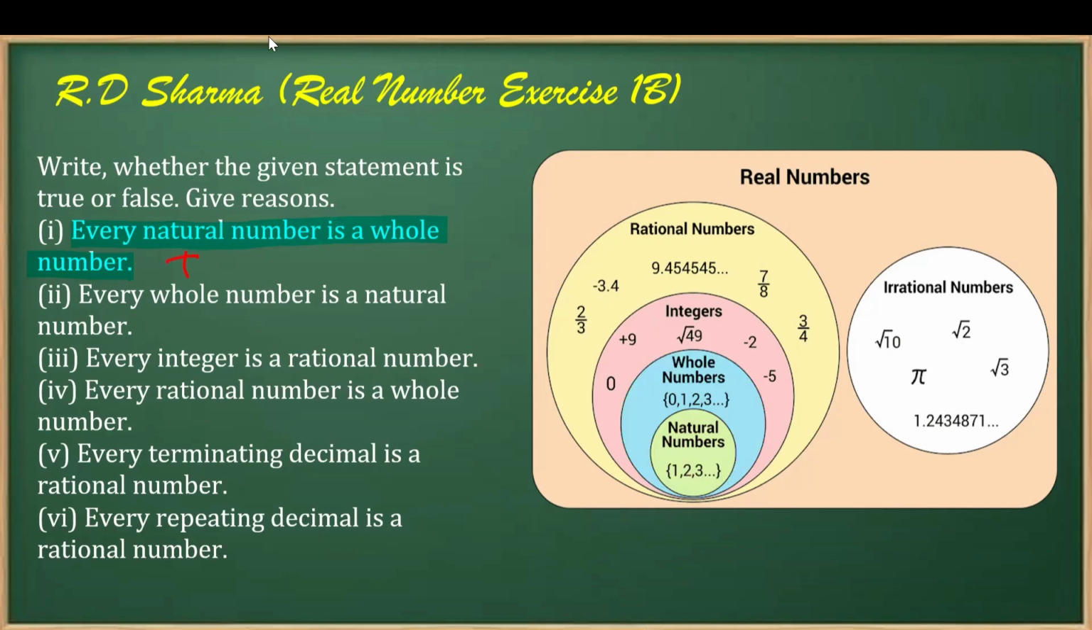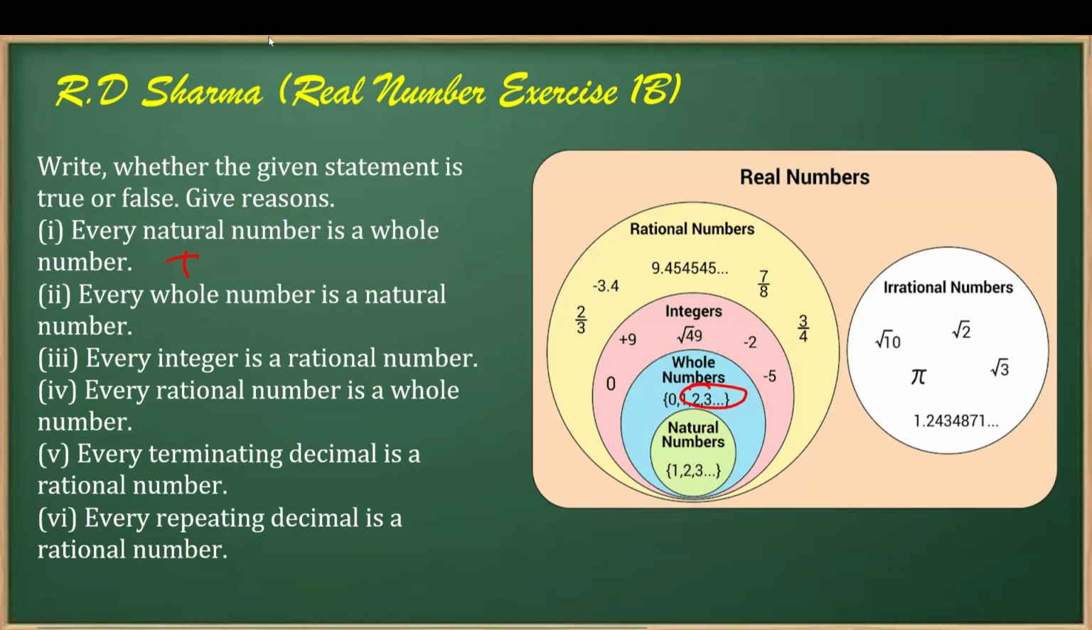This is true. And what reason should we give? We can give here that whole numbers include all natural numbers, including 0, that's why natural numbers plus 0. So you can see that all natural numbers and 0 together are called whole numbers. So the first one is done.